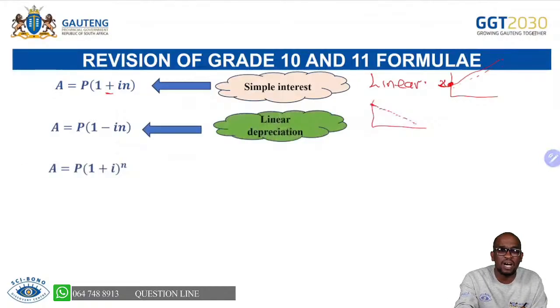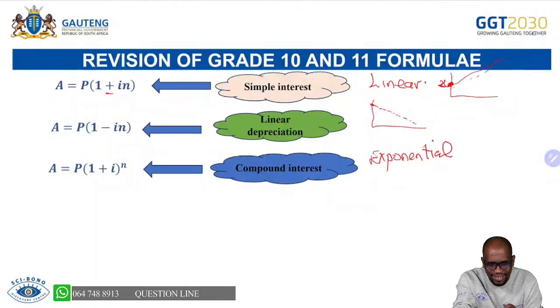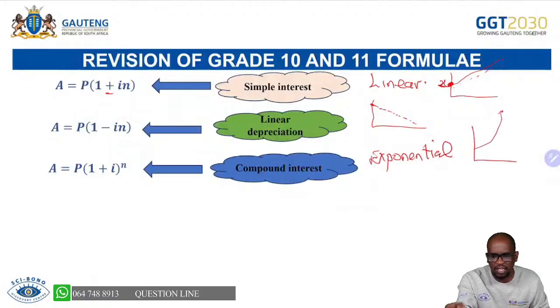Now this is compound interest. This is your compound interest formula. The graph itself is exponential, an increasing exponential function. I can actually show it here as an increasing exponential function.